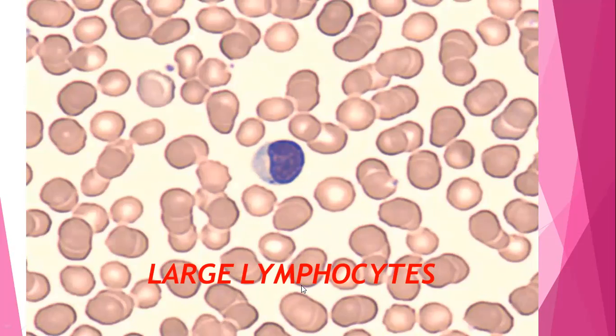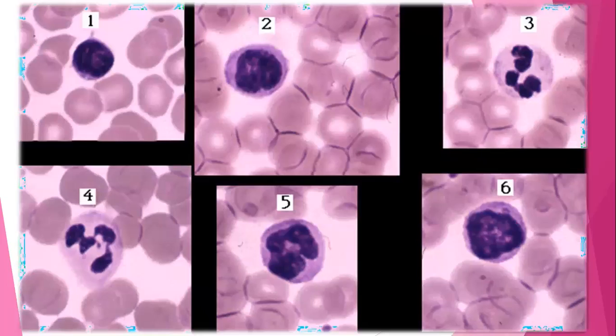Whenever you are identifying any cell, first see whether it is a granular cell or an agranular cell. First look at the cytoplasm and identify whether it is a granulocyte or an agranulocyte. Then try to look for the differentiating features: what is eosinophil, basophil, and neutrophil. This is how we are going to identify.